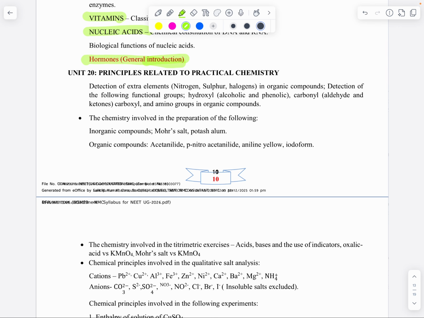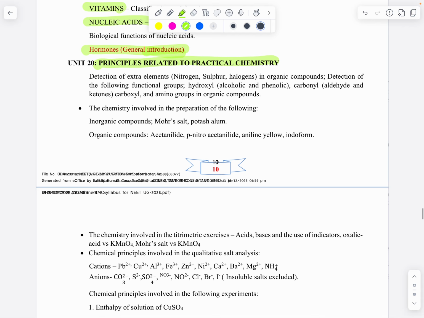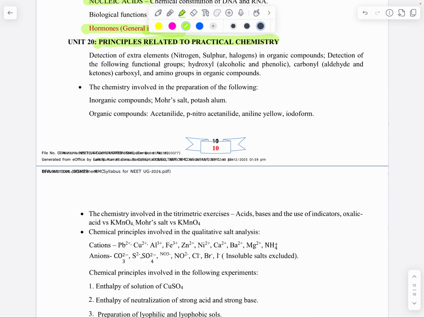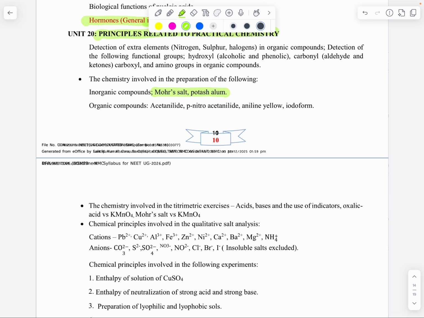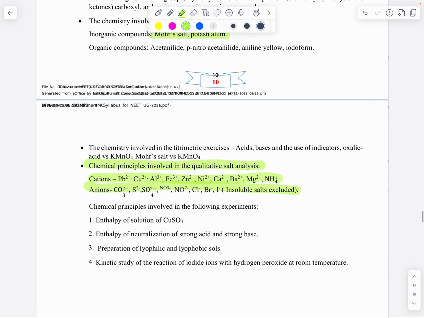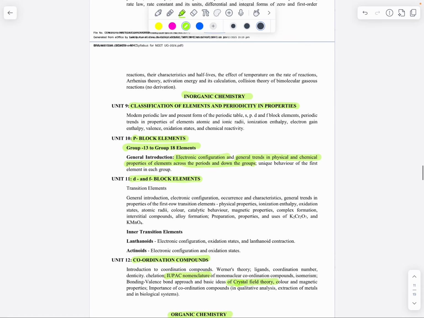And the last unit of this is principles related to practical chemistry. So not much is asked from this unit till now, but you can go through the topics such as Mohr salt and potash alum, the inorganic compounds, and the chemical principles involved in the qualitative salt analysis, that is the cations and the anions you need to know. So these are some important topics which you need to know for the chemistry part.